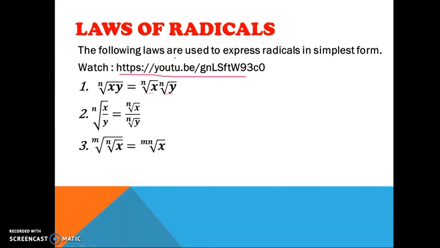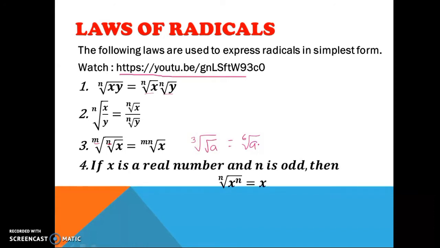Number 3, mth root of nth root of x is equal to mnth root of x. So, minultiply yung index. So, for example, we have cube root of square root of a. So, our answer would be 3 times 2, so 6th root of a. Yun lang yun. Number 4, ito, kapag same yung index and same yung power ng nasa radicand, the answer would be x. Okay? Kasi makakancel natin yan.